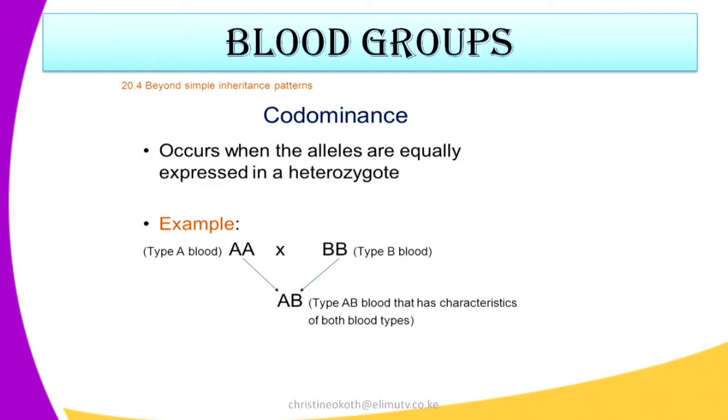Another crossover is between parents who have blood group A, homozygous dominant, and blood group B, homozygous dominant. All the children are going to inherit one gene from one parent, which is A, and the other gene from the other parent, which is B. So it means all of their 4 children are going to have blood group AB, which is codominant.